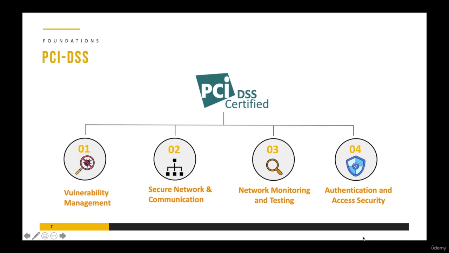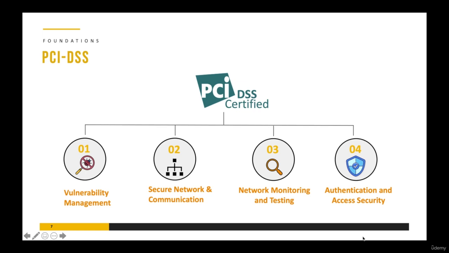The third one is PCI-DSS, which is aimed at protecting credit card data. Companies which want to be compliant with PCI-DSS must do the following. The first one is vulnerability management, which means that companies should have an appropriate vulnerability management program in place, which basically scans for any possible vulnerabilities and addresses them. The second one is secure network and communication. Companies must employ appropriate tools in order to encrypt and secure their end-to-end communication.